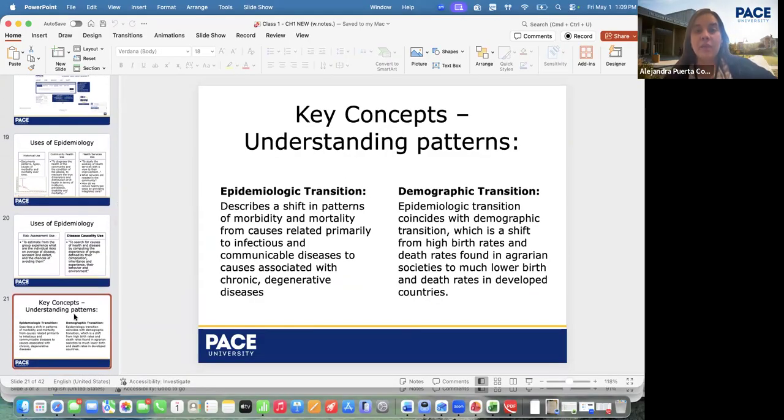Boolean terms. What will AND do? Would it expand your search or narrow it down? Expand. Yes. No, actually, no. AND will narrow it down.